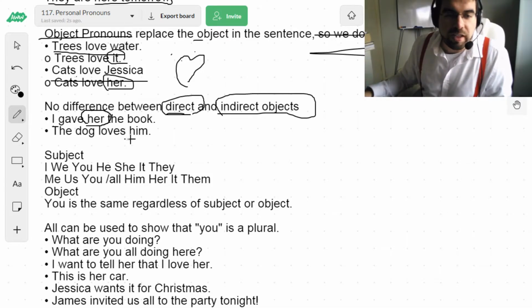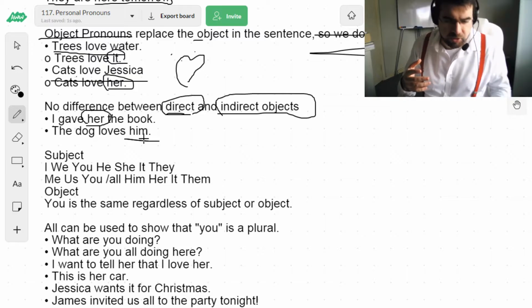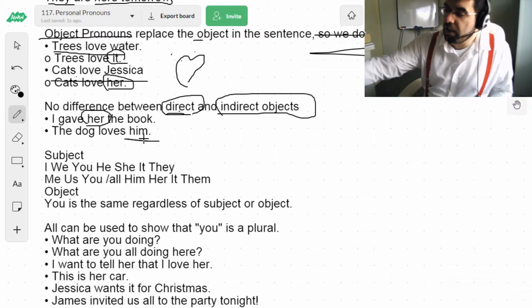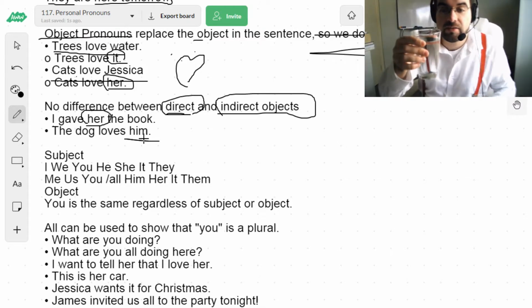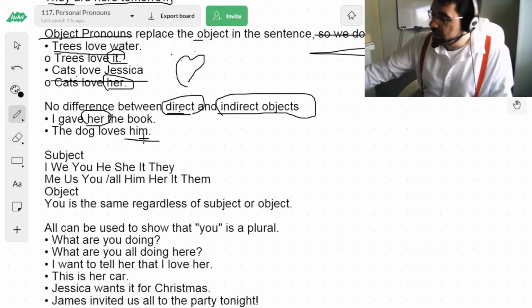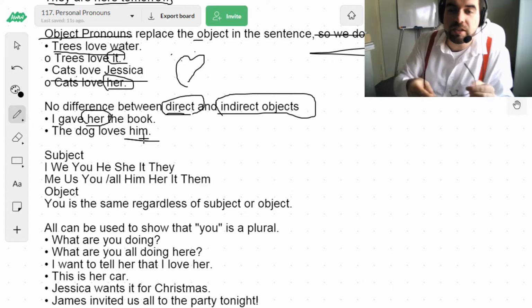The dog loves him. There's no difference in the way the sentences are structured. I gave her the book. The dog loves him. I need it. Water. I need it. Glasses. I need to use it. I need to use it for reading.